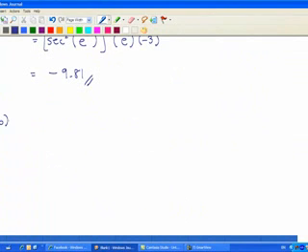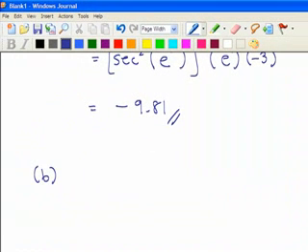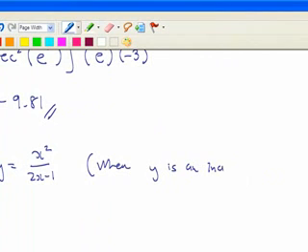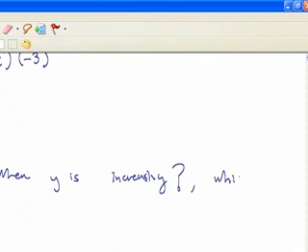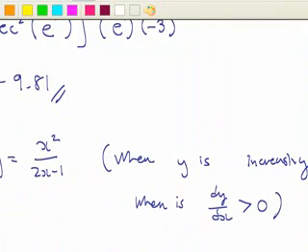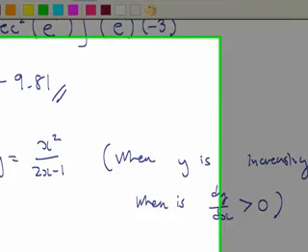Okay, so for part B, find by differentiation the range of values of x for which the function y equals x squared over 2x minus 1 increases as x increases. This basically means that I have to find out when y is increasing, which means when is dy/dx positive. So this is actually a question that puts differentiation and inequalities together.